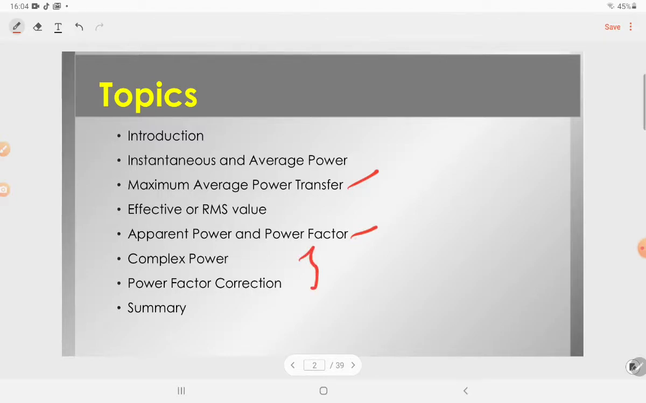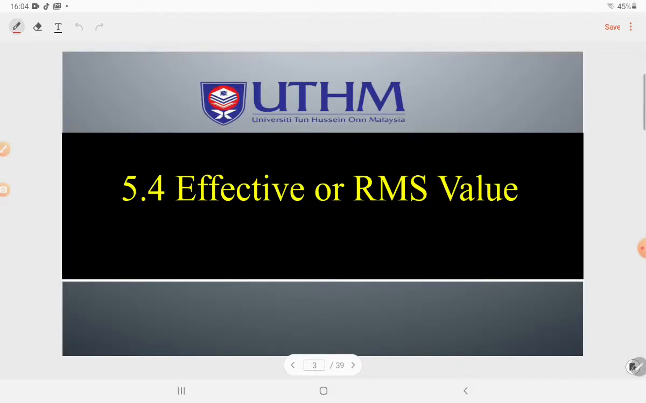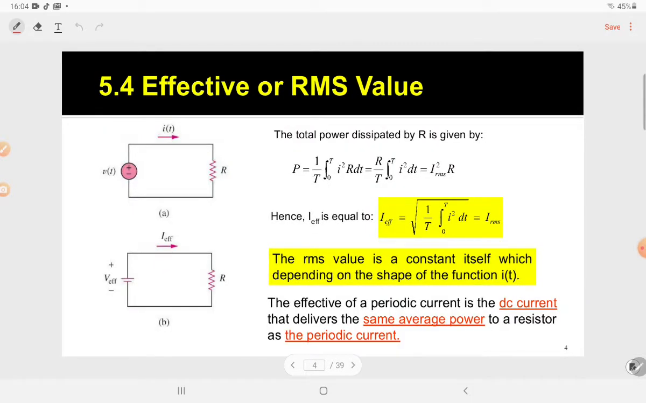But before we go here, some revision on effective or RMS value. I will not go deep here because this is already covered in EC1. We just go through the formula of effective and RMS value. So we know that RMS stands for root mean squared value.